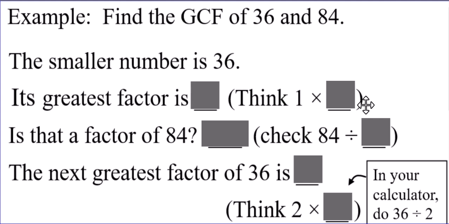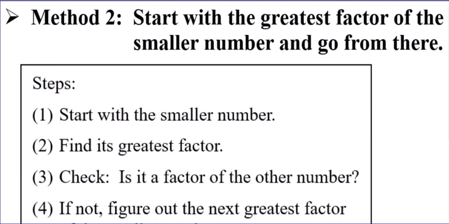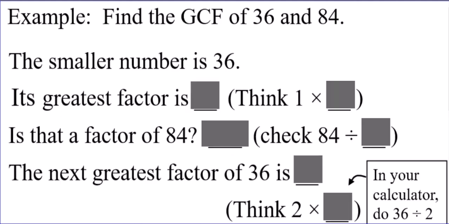So here's an example on the right. Get your pencils in your hand because we have some blanks to fill in. And you are allowed to use your calculator when helpful to use it. Okay, so like I said in the box, we're going to start with the smaller number. So I think we can all agree the smaller number here is 36. We're going to start with that one. And we're going to think of its greatest factor.